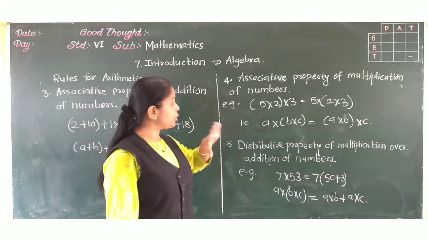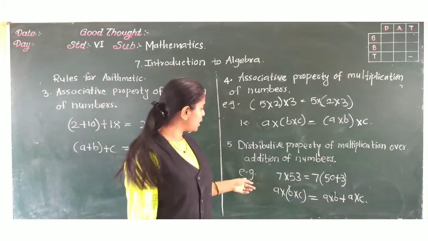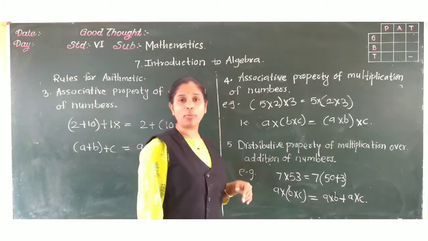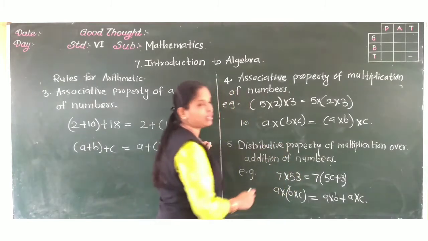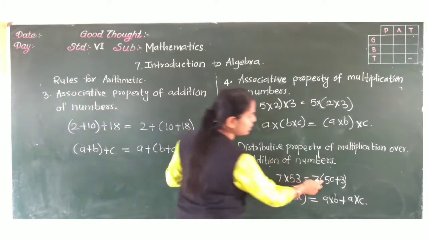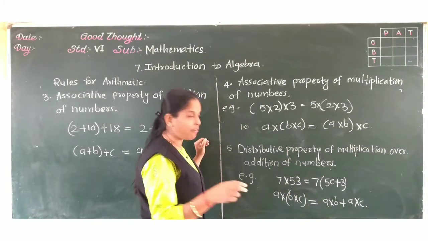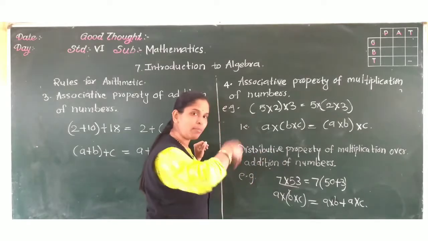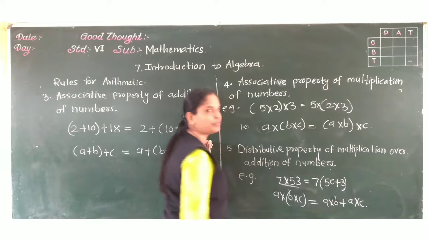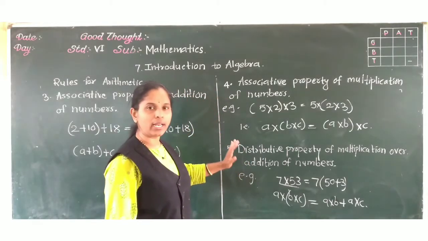Now fifth property is distributive property of multiplication over addition of numbers. See here example 7 into 53. Distributive property means what? Here 53 I distribute, means I will split it into 50 plus 3. So 7 into 53, whatever answer I get after multiplication, the same answer I will get when I do 7 into 50 plus 7 into 3. This is the distributive property of multiplication over addition and subtraction.